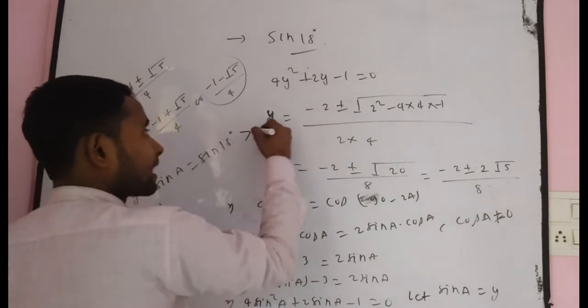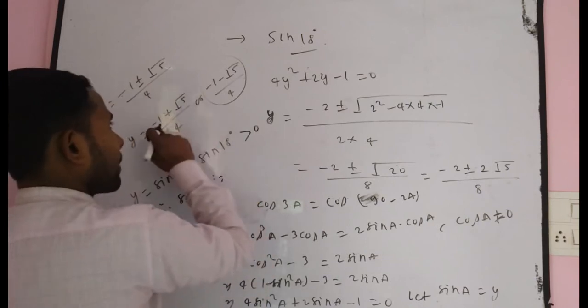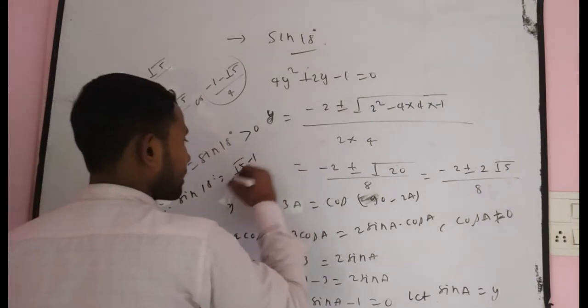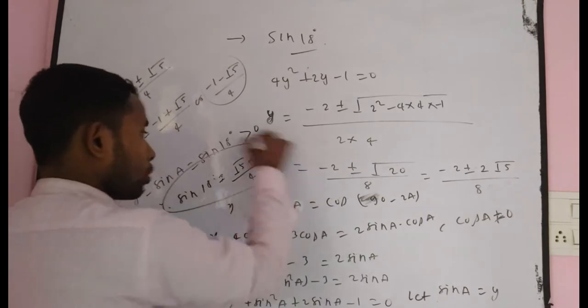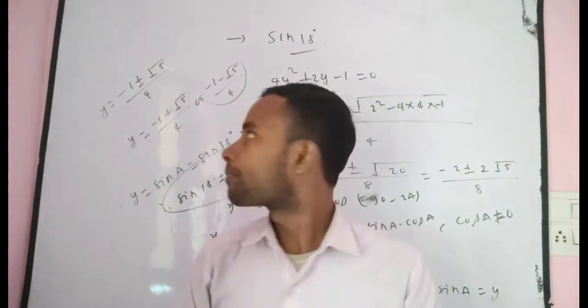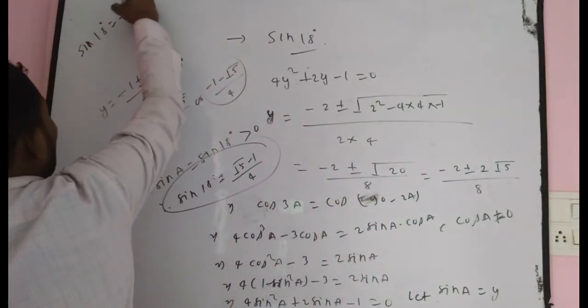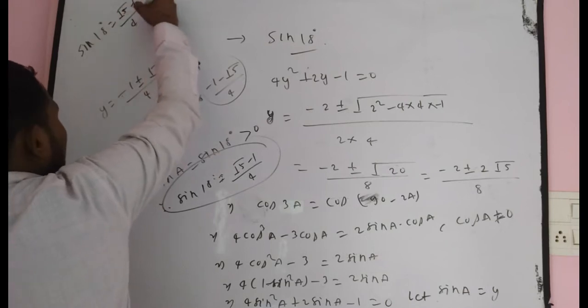So sin 18 degrees, which is greater than 0, is equal to what? Root 5 minus 1 divided by 4. This is the value of sin 18 degrees. You have to remember it. Sin 18 degrees is equal to root under 5 minus 1 by 4. Understood?